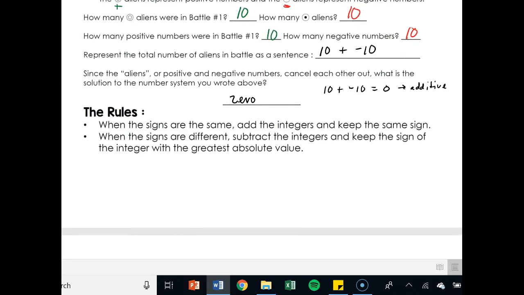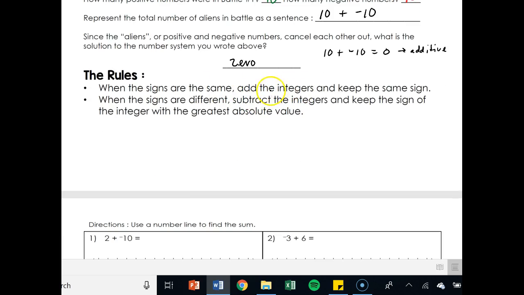All right, so our rules, when adding signs that are the same, you add the integers and keep the sign. We're going to call this same signs add keep, or SSAK. Same signs, if they're both positive or negative, you just add them and keep the sign, positive or negative, right?